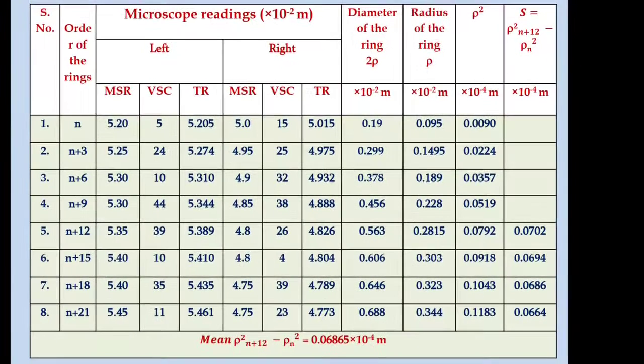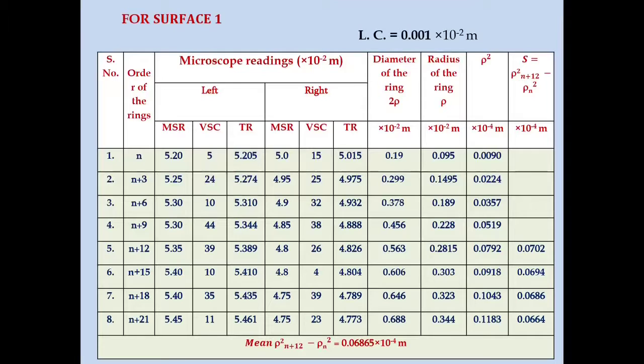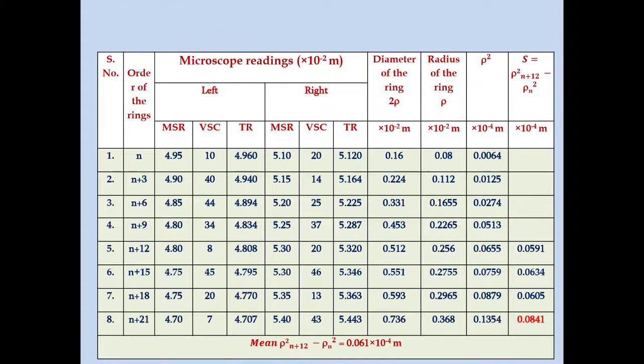I have not detailed the calculation of this table because this has already been explained in detail in another video. So you can go through that video to know better. So this is for one side. Then we will flip the convex lens and do it for surface 2, to find the radius of curvature for surface 2, that is R2.